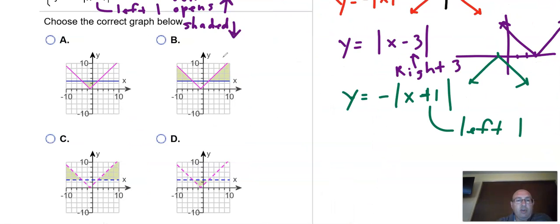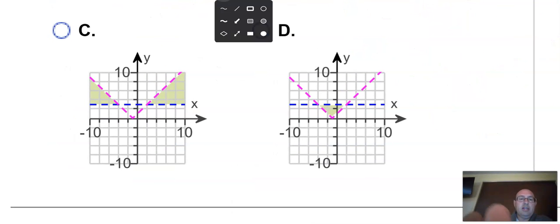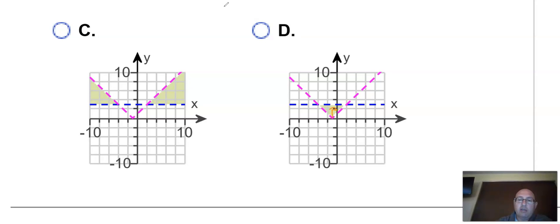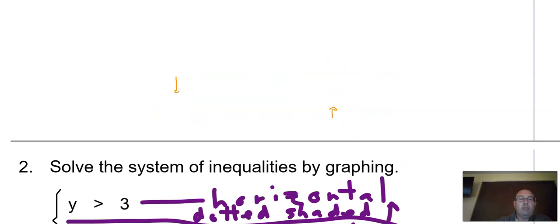Well, we can obviously get rid of choice A and B because they have solid V boundaries, so those are out. Those solid V boundaries don't make any sense to me. You'll notice that in C and D, both of the V shapes, the absolute values, are drawn correctly. They both meet left one and they open up. The difference is that one is shaded above. You can see in the picture here that one gets shaded above the V and one gets shaded below the V. So which one do we want? Let me go back up here and look.